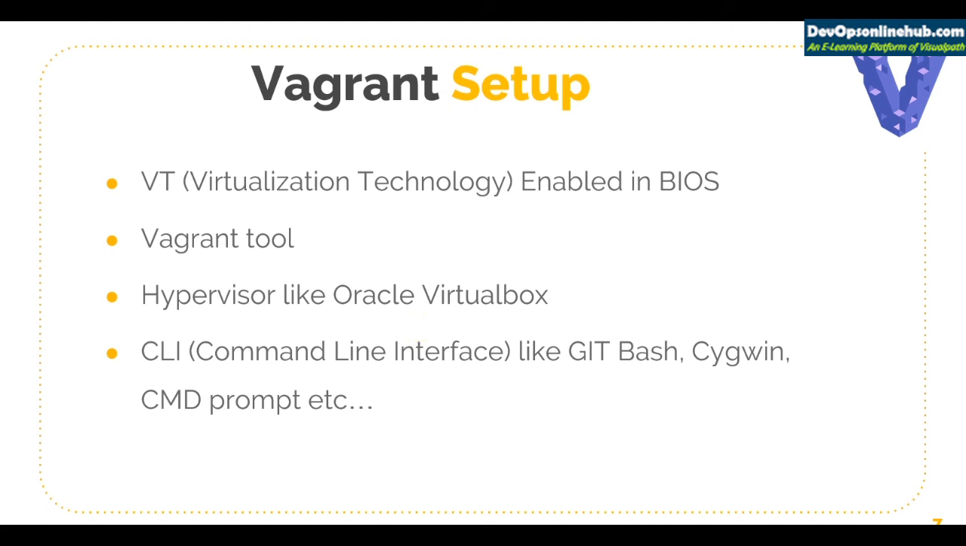And as I told you, Vagrant is a command line tool. It's not a graphical tool. So you need a command line interface. You can go with your Windows command prompt, you can use Git Bash, Cygwin, or if you have any other favorite command line interface, you can use that also. We are not going to use the Windows command prompt, because it's very slow and sluggish. We are going to use Git Bash. So that's about Vagrant setup. That's how you do the Vagrant setup. You need to do all those things.